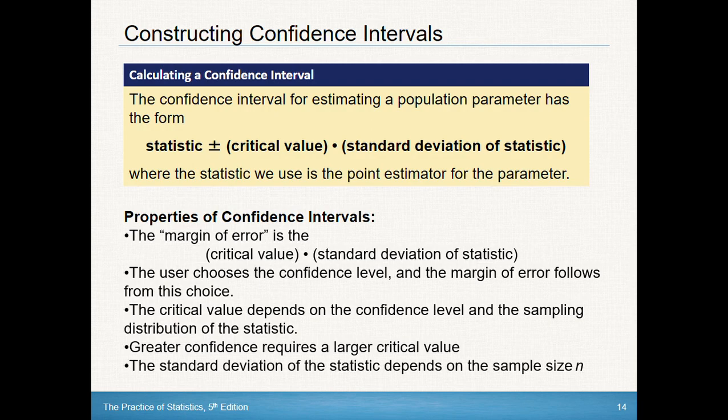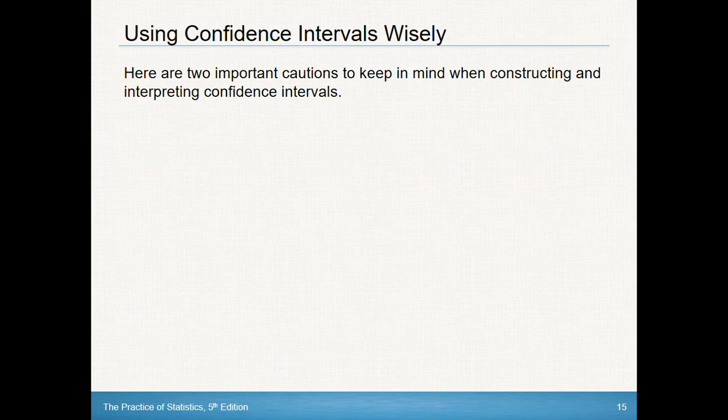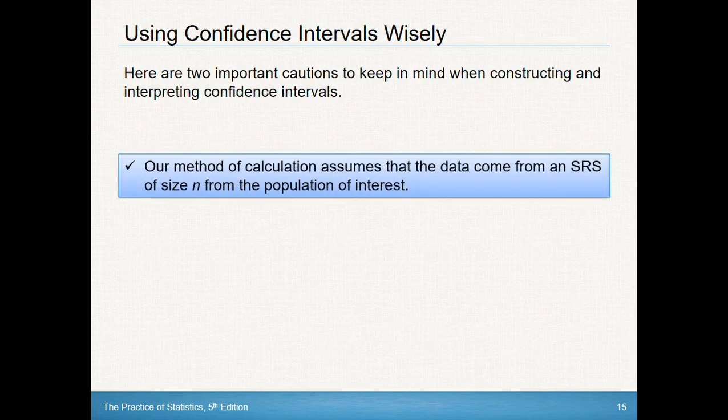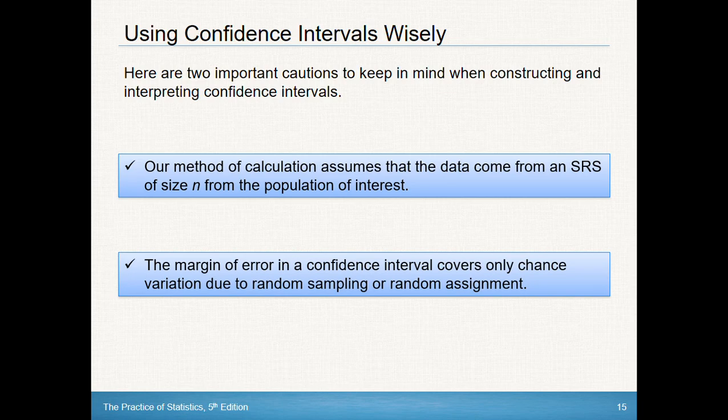Oh, okay, there was more, excuse me. Well, we did touch on these bits already. So here are some things to remember: 2 key points regarding confidence intervals. First one says, our method of calculation assumes that the data comes from a simple random sample of size n from the population of interest. At least throughout this chapter, when we're being introduced to confidence intervals, these things will be assumed or explicitly written, that SRSs of the same size have been taken from the population. And this bit says the margin of error in a confidence interval covers only chance variation due to random sampling or random assignment.